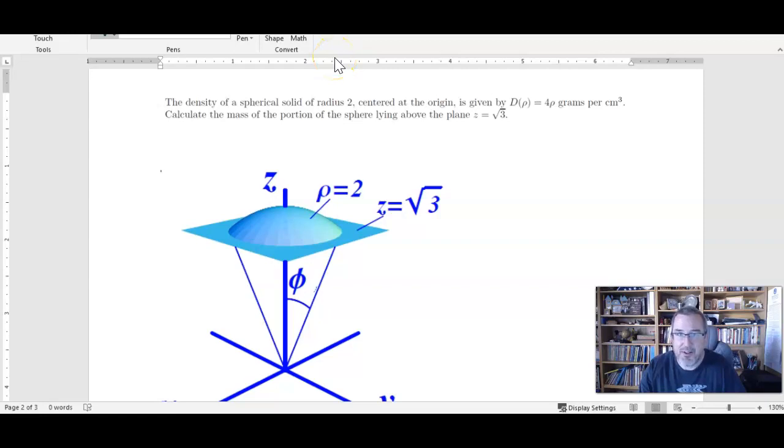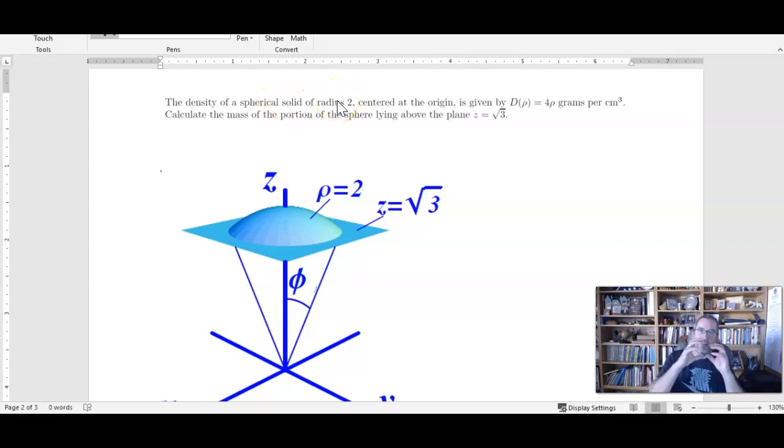Hey, you should try this one a little bit on your own first before you just watch me do all the work. Try it, see what you can do. But here's the idea. This time we've got a density function. It's a spherical solid of radius 2. Let's just stop there for a minute.